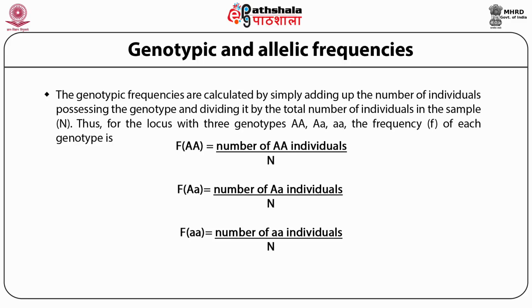Similarly, the frequency for capital A small a can be calculated by dividing the number of capital A small a individuals by the total number of individuals in the sample. Likewise, the frequency for small a small a, which is also called the homozygous recessive genotype, can be calculated by dividing the number of small a small a individuals by the number of individuals in the sample, denoted by the letter N. The sum of all genotypic frequencies should always equal 1.